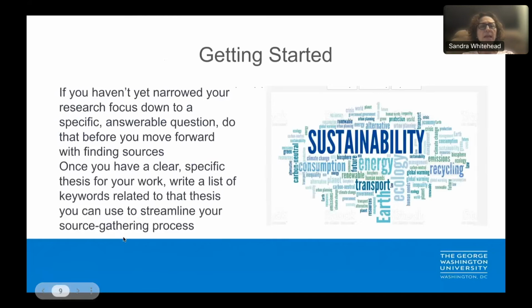If you haven't narrowed down your research focus to a specific question, that's okay. You don't have to do that before you start reading. But once you have a clear and specific thesis for your work, write a list of your keywords, right? And keep track of these as you're doing your preliminary reading so that you don't have to do the same work twice, right? You can streamline your source gathering process.